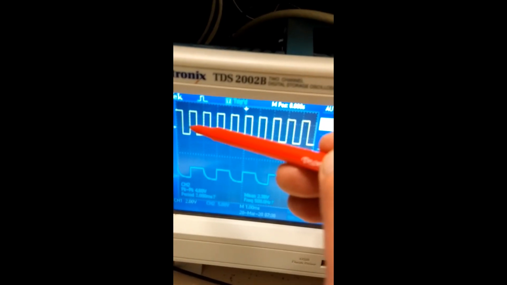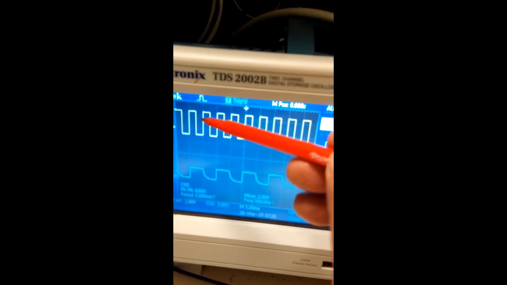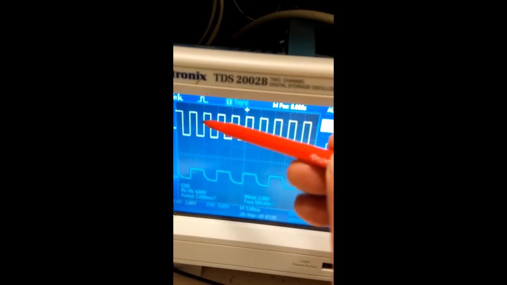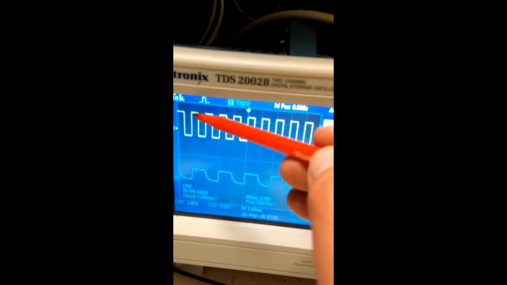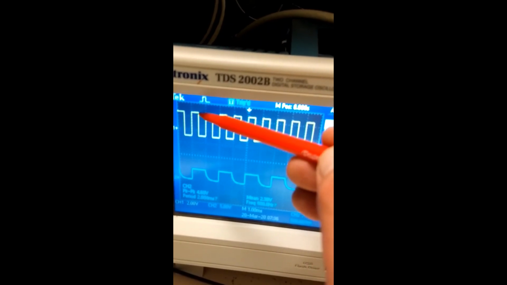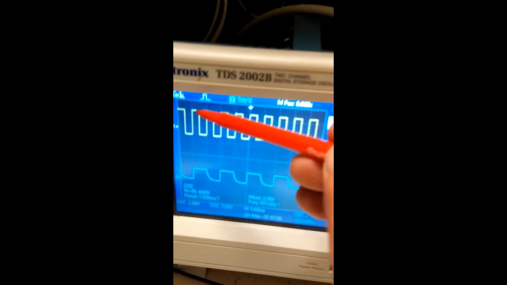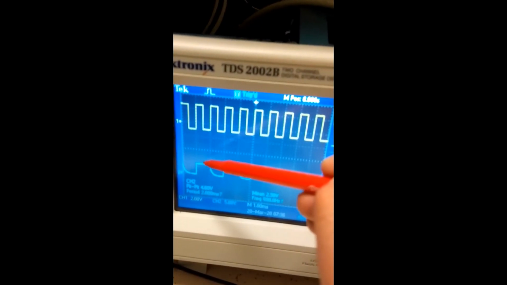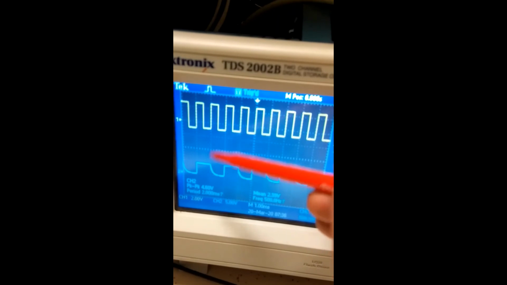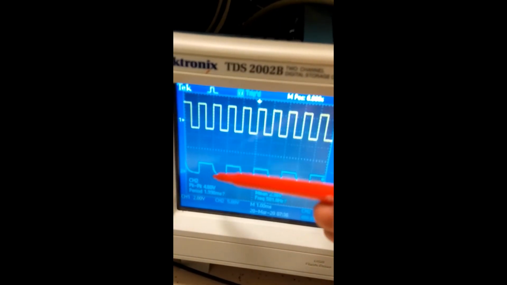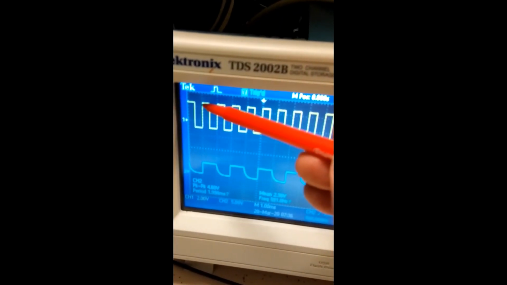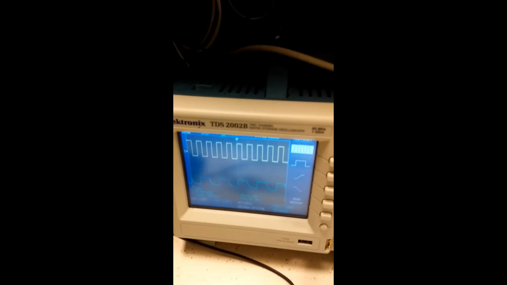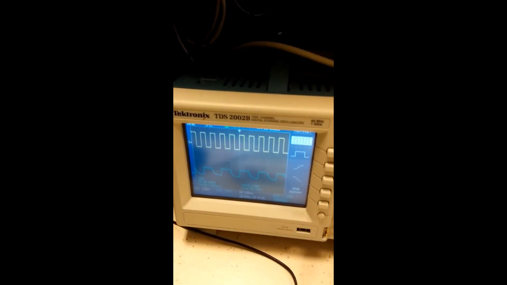We learned that 4013 is a flip-flop circuit, so the first pulse, or the first high signal, is going to turn on, and then the second one is going to turn off. So that's why you have this signal we call divide by 2.